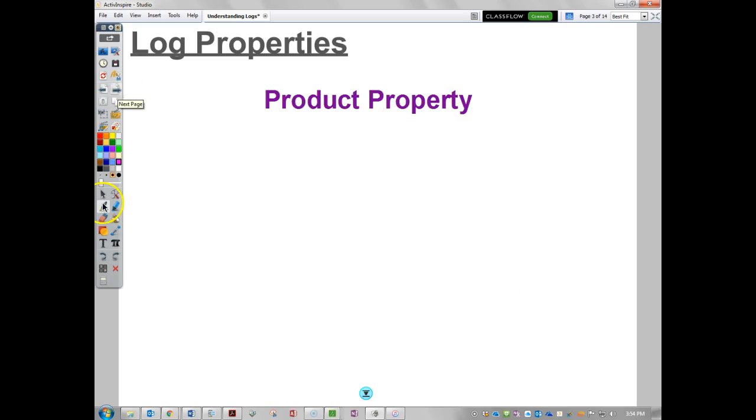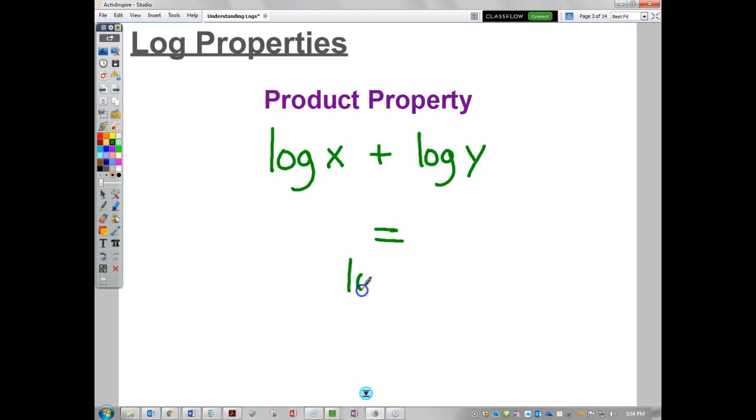Alright, now there are 4 properties in logarithms. The first is called the product property. And what the product property says is if you are adding two different logs, like the log of x plus the log of y, that equals the log of x times y. Alright, so if you're adding two logs, you can condense it to be a single log by multiplying your two log numbers. X times y is xy.